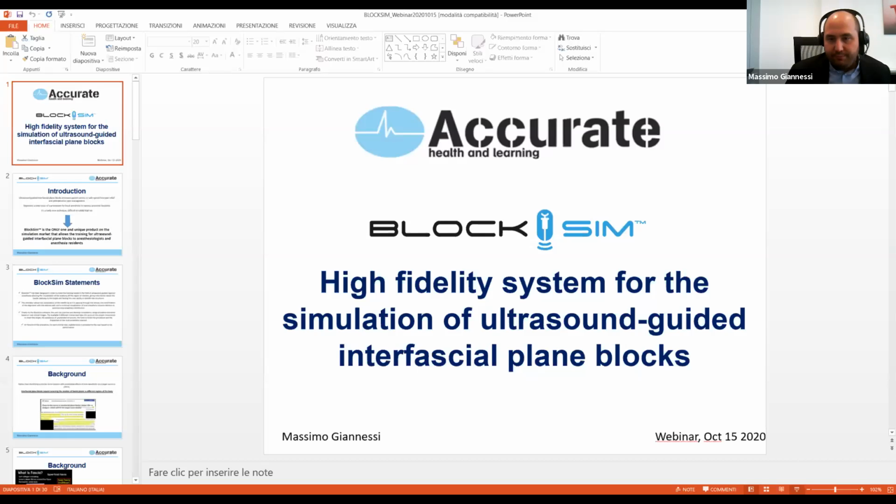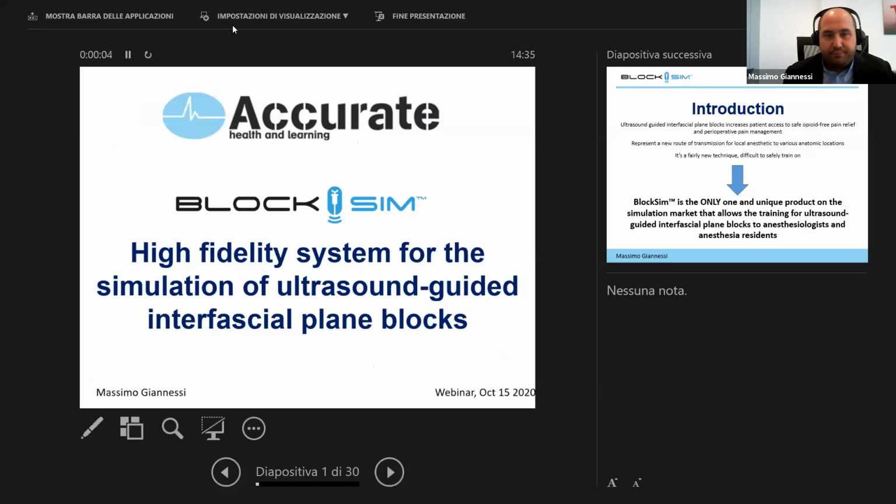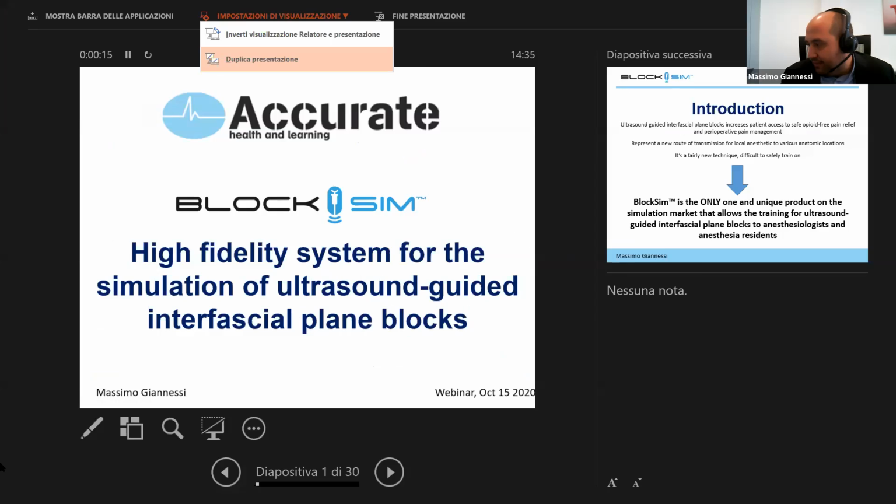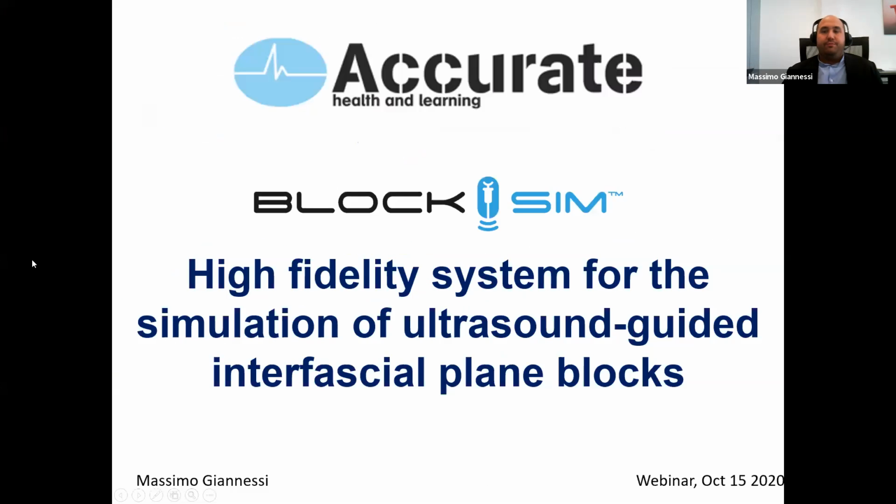I can start sharing the presentation. Okay, Zoom, screen sharing. Okay, let me. So, today we talk about the BlockSim. Yes. Massimo, we saw both the presentation. Yes, both the screens. Yes. Okay. Now it's okay, right? Yeah. Okay.